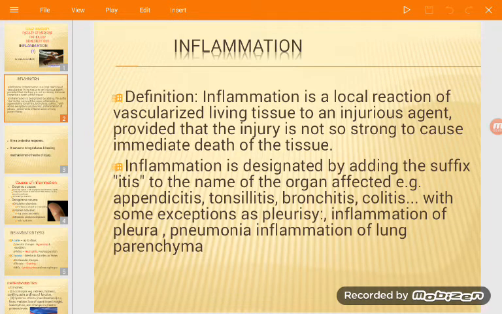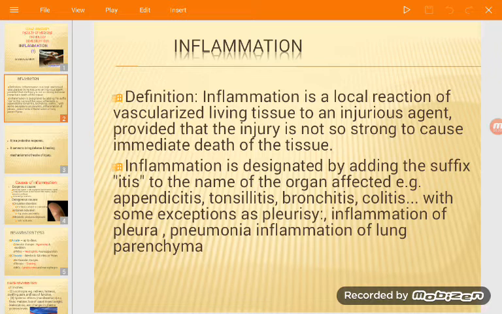The definition of inflammation is a local reaction of vascularized living tissues to an injurious agent. To any injurious agent, living tissues will respond by inflammation. Even if there is dead tissue that is part of living tissue, the living tissue will react against this dead tissue by inflammation.